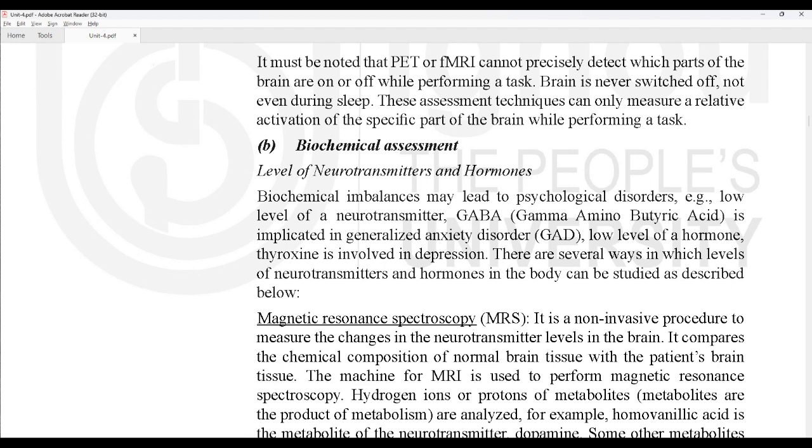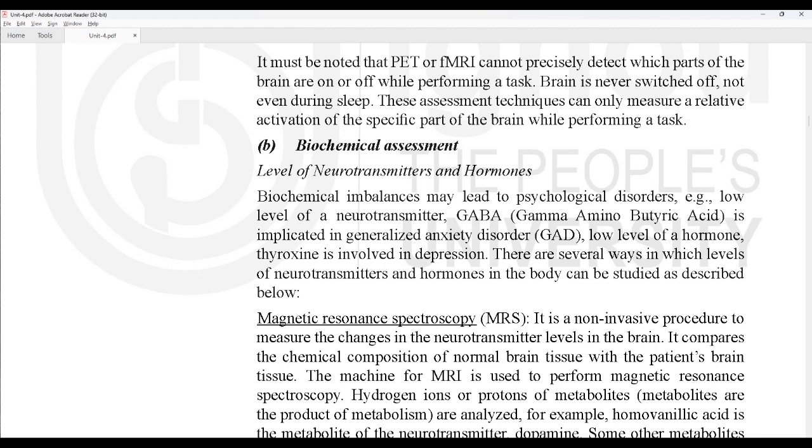B. Biochemical assessment: level of neurotransmitters and hormones. Biochemical imbalances may lead to psychological disorders. For example, a low level of a neurotransmitter, GABA, gamma-aminobutyric acid, is implicated in generalized anxiety disorder, GAD. A low level of a hormone, thyroxine, is involved in depression. There are several ways in which levels of neurotransmitters and hormones in the body can be studied as described below.